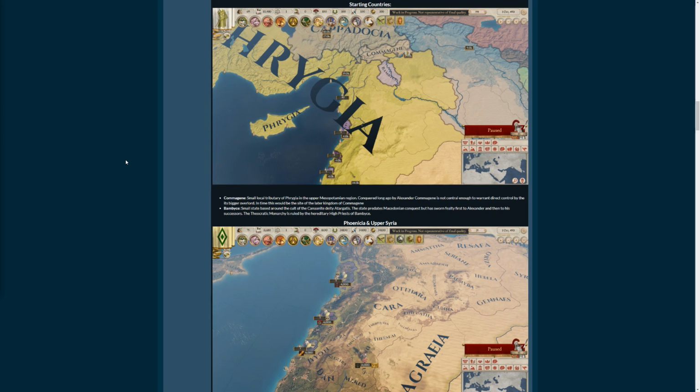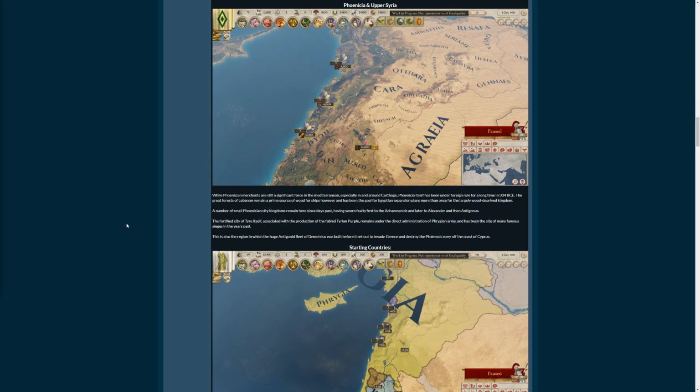Commagene, small local tributary of Phrygia, in the upper Mesopotamian region conquered long ago by Alexander. Commagene is not central enough to warrant direct control by the bigger overlords. In time, this would be the site of the later kingdom of Commagene. Bambais, small state located around the cult of the Canaanite deity Atargatis. The state predates Macedonian conquest, but swore fealty first to Alexander, then to his successors. The theocratic monarchy is ruled by the hereditary high priest of Bambais.